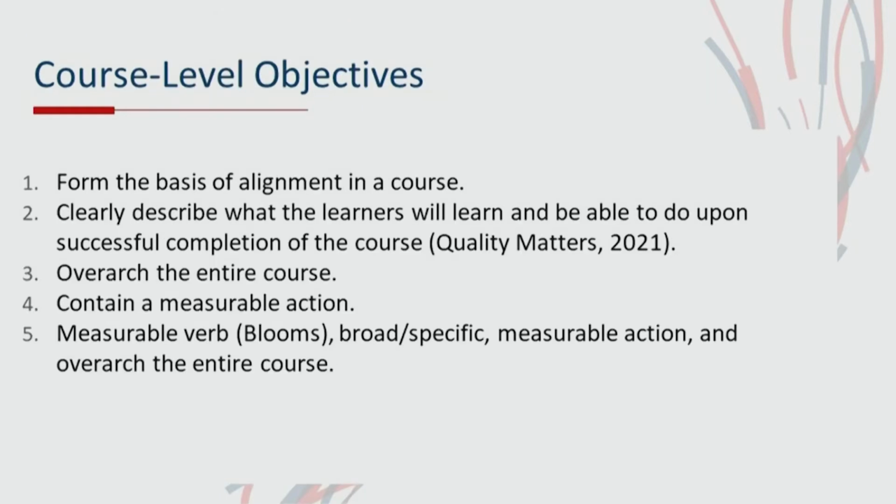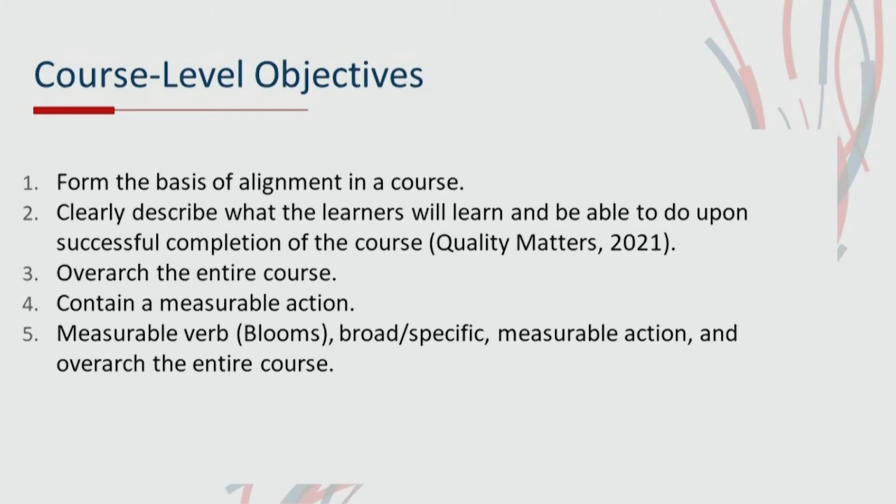Your course level objectives have to be very concrete and measurable because they form the basis of alignment for your course. They're going to describe what the learners are going to be able to learn and do once they complete the course. They should overarch your entire course. They have to contain a measurable action, and they have to be broad but yet specific. And when I say broad, I mean because they're going to overarch your entire course.